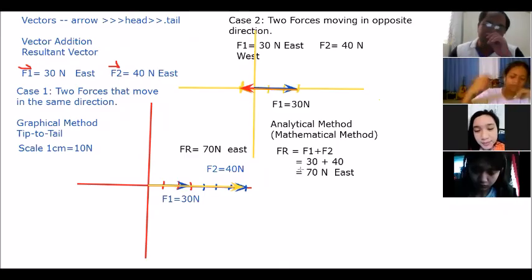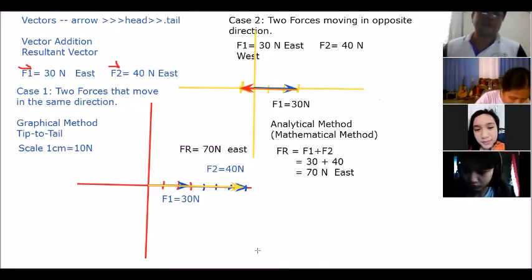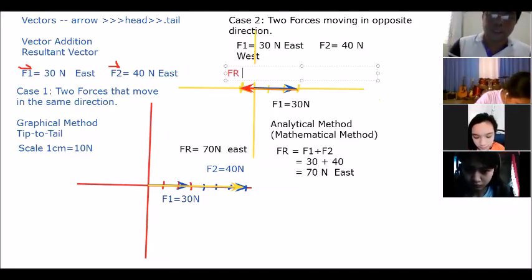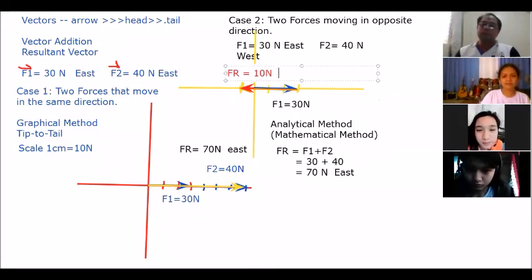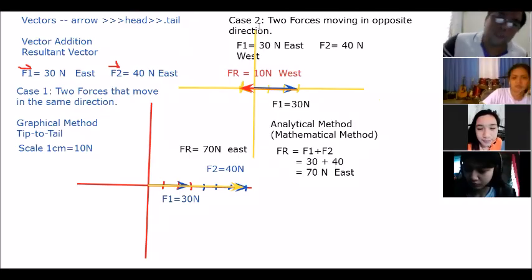So our FR value this time is equal to only 10 newtons. And where's the direction of the 10 newtons now? West. It is now going west. So again, the value is only from the origin up to the last tip of the last force. Okay? So any question with our graphical method? So this is a graphical method.